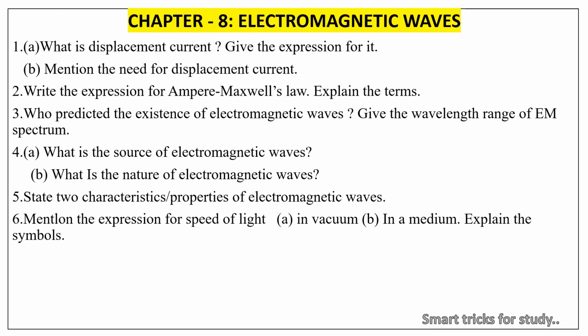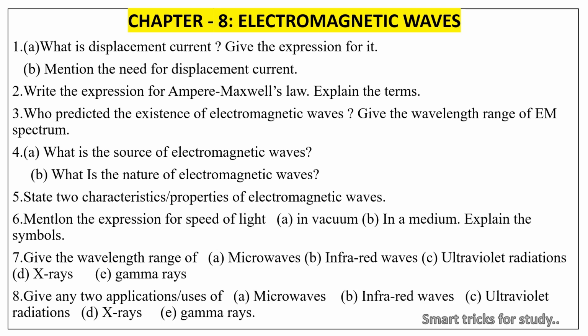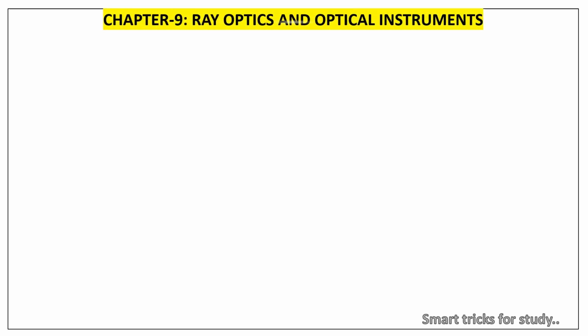Explain the symbols. 7. Give the wavelength range of A. Microwaves, B. Infrared waves, C. Ultraviolet radiations, D. X-rays, E. Gamma rays. 8. Give any 2 applications or uses of A. Microwaves, B. Infrared waves, C. Ultraviolet radiations, D. X-rays, E. Gamma rays.